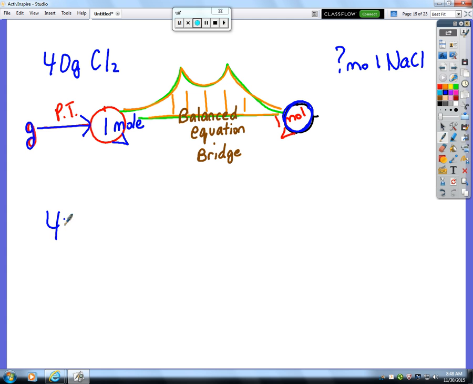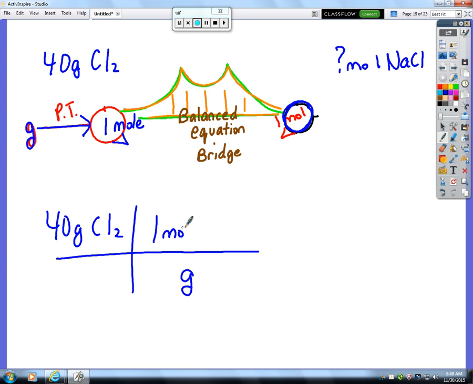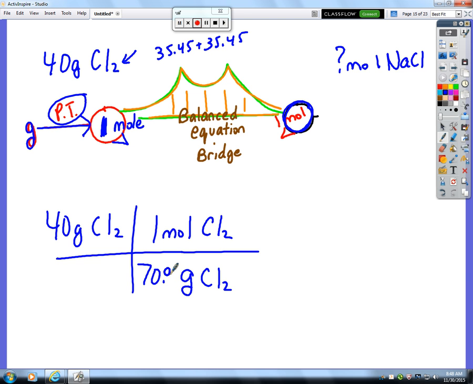So I take 40 grams of chlorine, right? I write down what I have. I do not want grams, I'm changing it to moles. And I have 1 mole because I'm on a mole map. This is moles of chlorine because that's what I have. And chlorine is Cl2, so you take 35.45 plus 35.45 off the periodic table, and that's 70.9 grams.